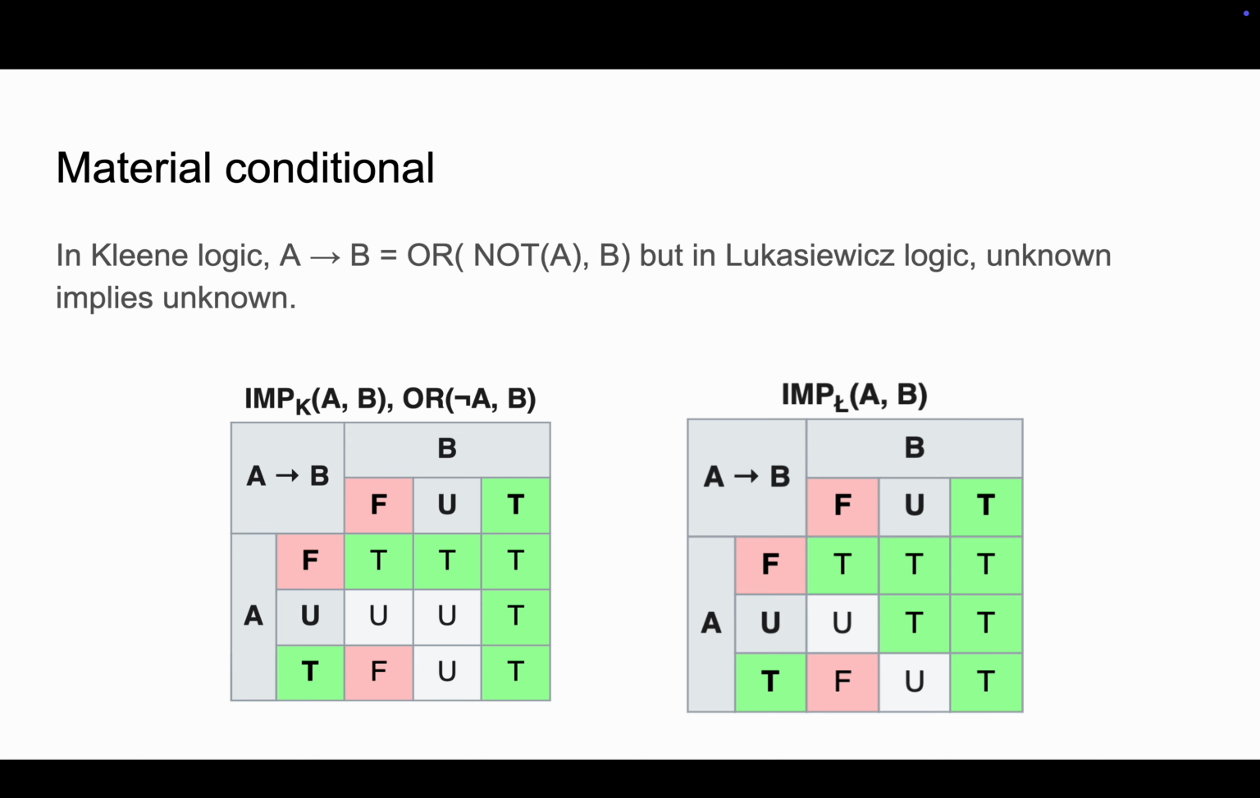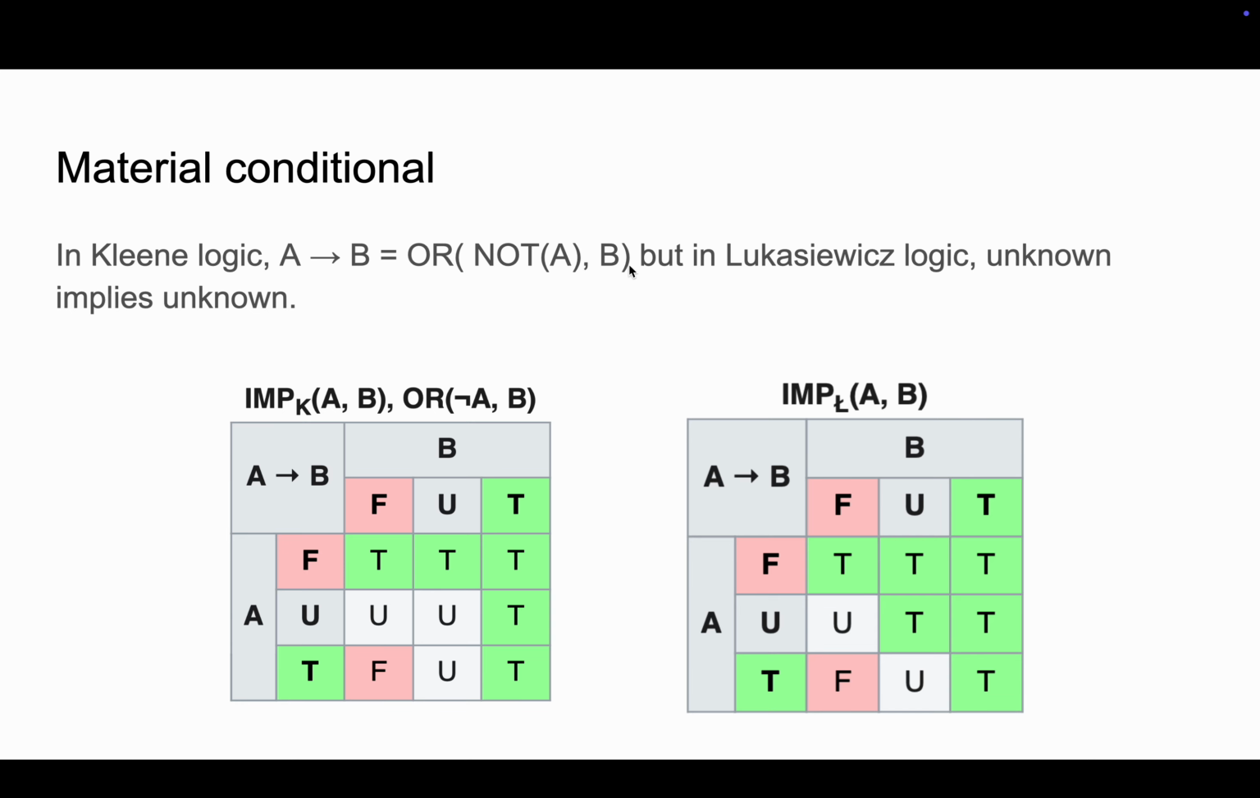Now we're actually going to make the distinction between two main classes of three-valued logic. There's the Kleene logic and there's the Lukasiewicz logic. The main difference between these two logics is simply in how they define the material conditional. For Kleene logic, the material conditional is shown on the left-hand side, where the material conditional is equivalent to this function, or not A or B.